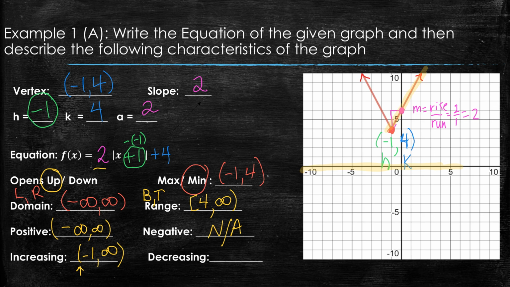Decreasing. So decreasing is as you're walking along the graph, when would you be walking down the graph? And so I'd be walking down the graph on that part. And so that would be -infinity to -1.